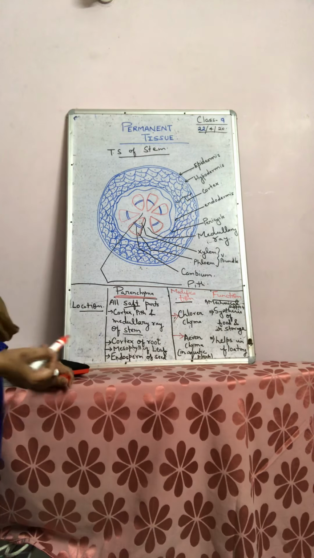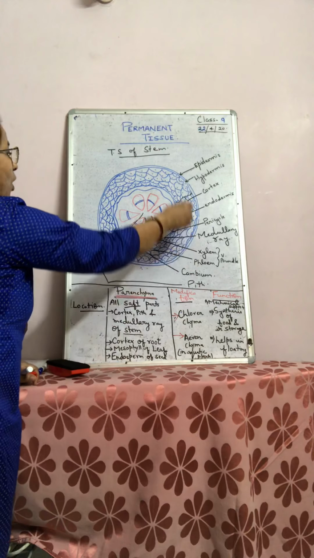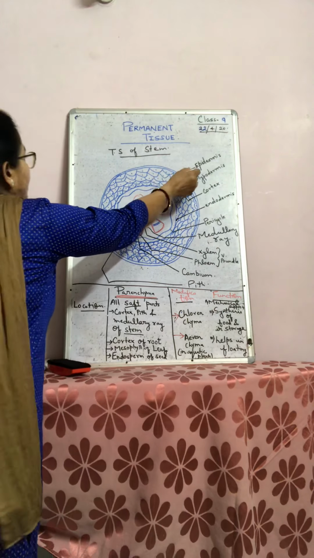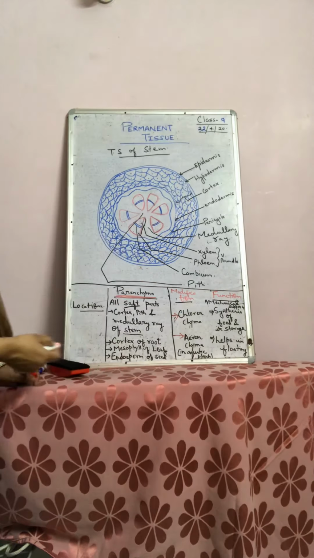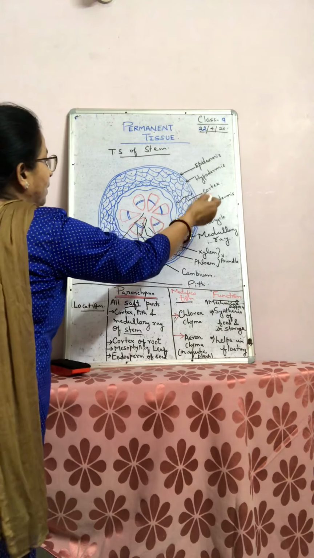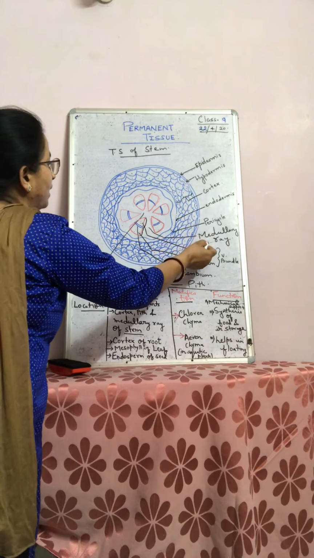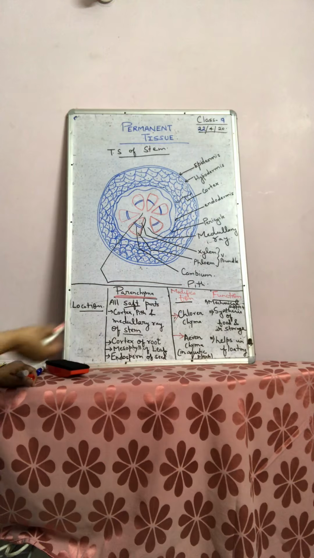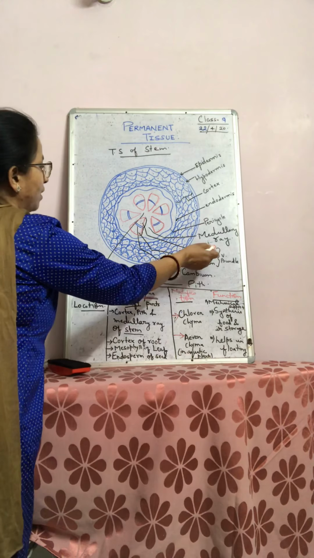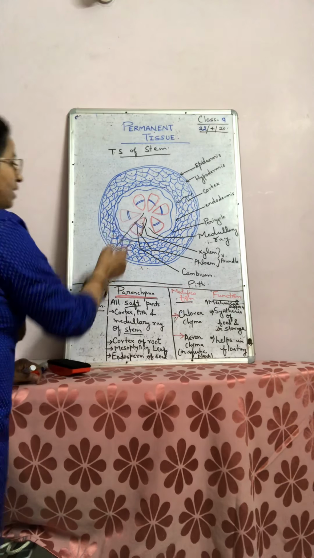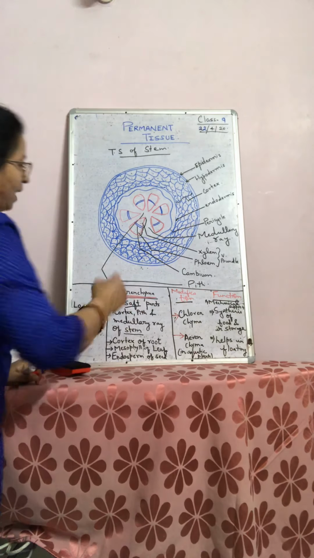Now, which types of tissues are present? Epidermis is protective tissue, and hypodermis consists of collenchymatous tissue. Cortex, pericycle and medullary ray are parenchymatous tissue. In xylem and phloem, some parts are sclerenchymatous tissue. In the pith region, you will also find parenchyma tissue.